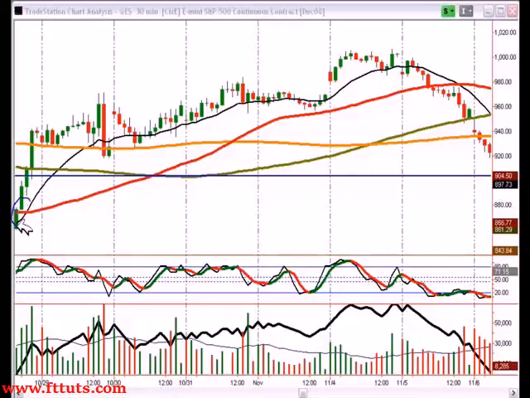So here we cross above the 50 MA. Okay, boom, we're making a nice strong move up. Hard retrace back down. Next day we gap up.